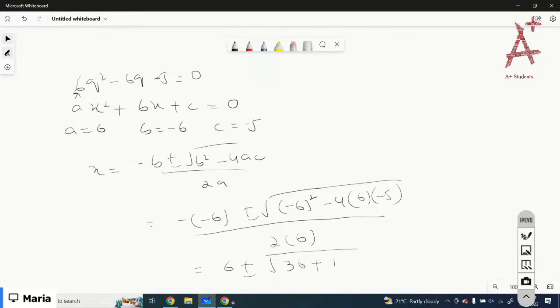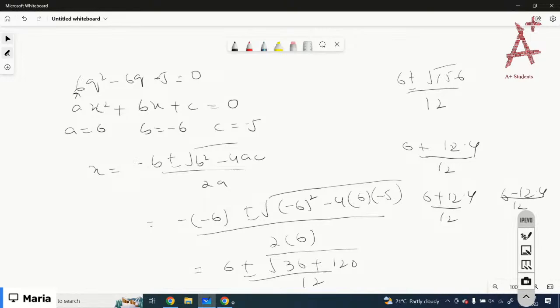6 times 20 is 120, divided by 12. 6 plus minus the square root of 156 divided by 12. The square root of 156 is 12.4. Got it? So we can solve it as 6 plus minus 12.4 over 12. So it would be 6 plus 12.4 over 12 and 6 minus 12.4 over 12. Got it?